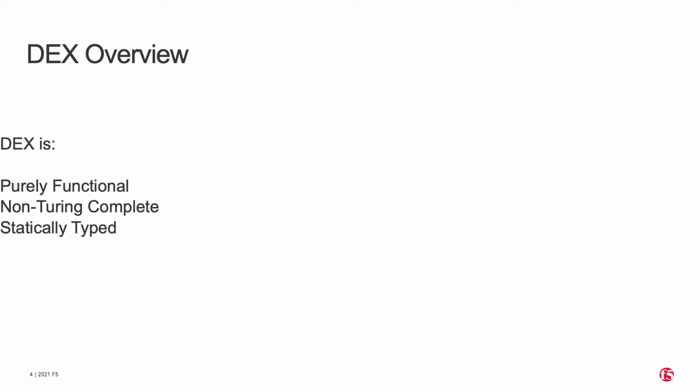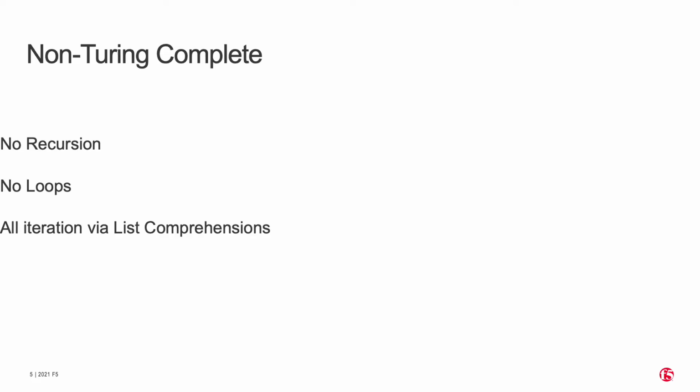So Dex is a purely functional language, and it's not Turing-complete for the obvious reason. As a configuration language, we really don't want our configurations to go into an infinite loop. It's statically typed. And we'll see a little more detail. Let's start with non-Turing complete. This is enforced because there's no recursion in the language, no looping constructs. The only way you can repeat something, you can iterate over something, is via list comprehensions. And so as long as your lists are finite, your programs do not diverge.